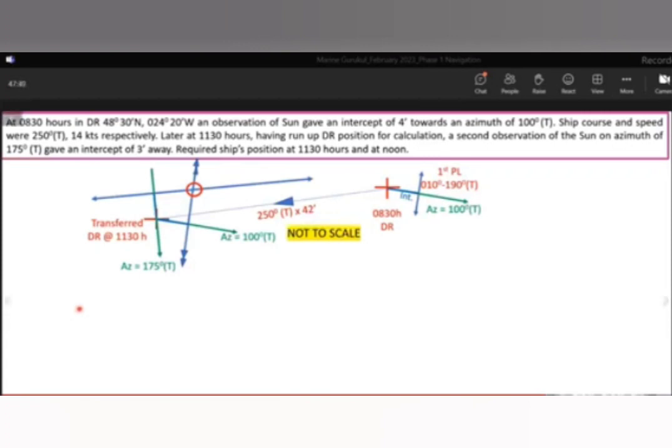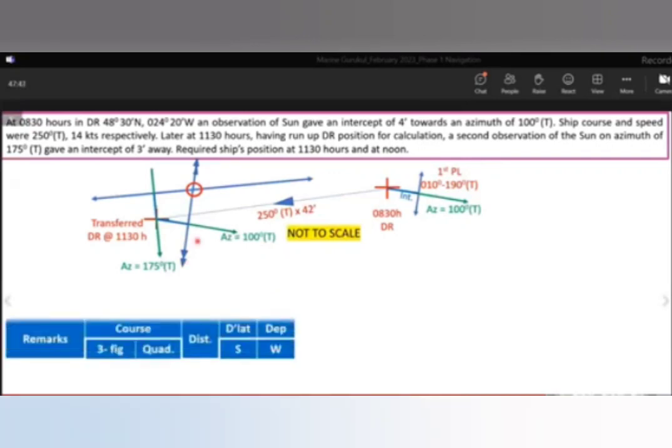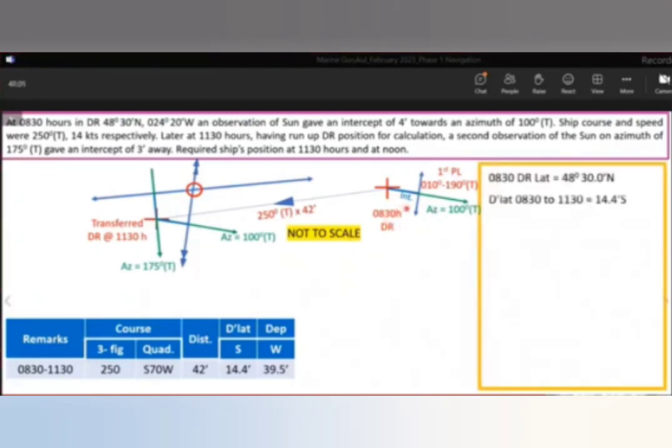So we can apply plane and parallel sailing. Obviously, this diagram was not to scale. So we have this column out here. We have only one leg, that is the ship's own steaming. We get the DLAT as 14.4 minutes south and departure as 39.5 minutes west. We apply this DLAT to the latitude of 830 DR and we get latitude of 1130 DR as 48 degrees 15.6 minutes north. Then we find the MLAT between 830 latitude and 1130 latitude.